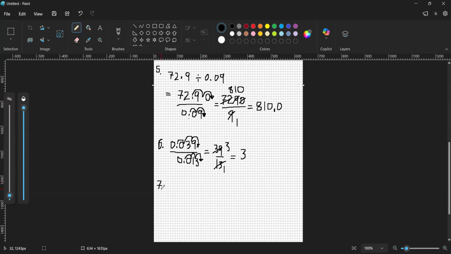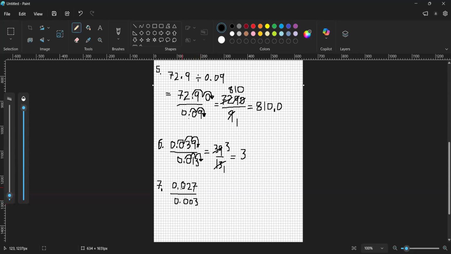All right, so let's do one more example. Let's say we have this arrangement: 0.027 divided by 0.003.